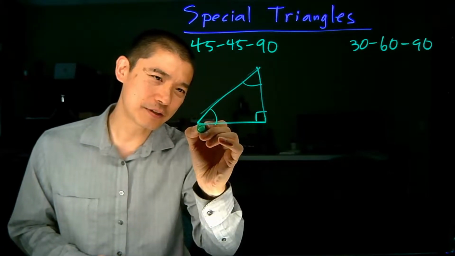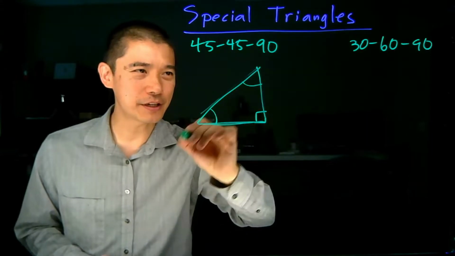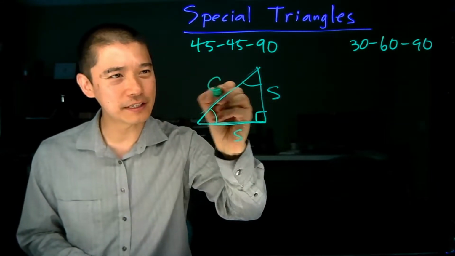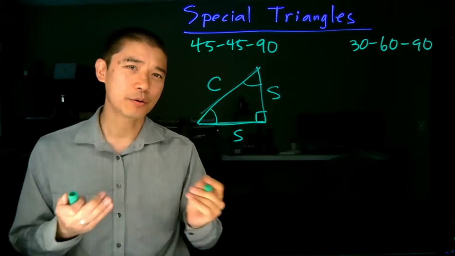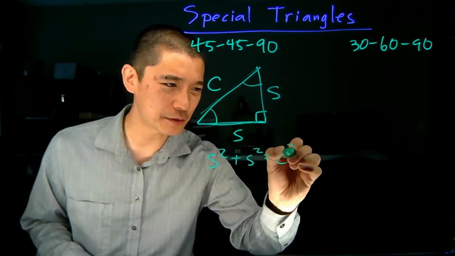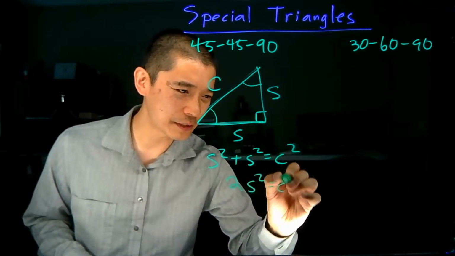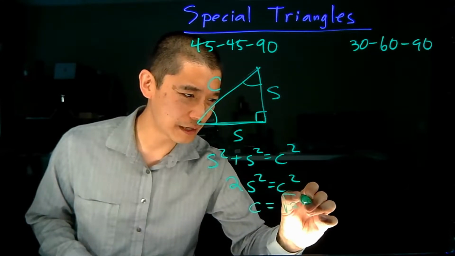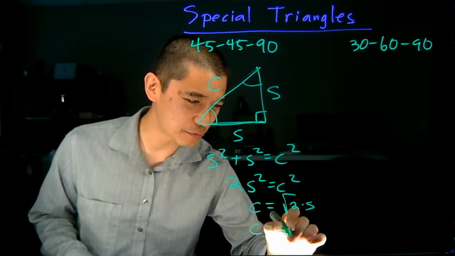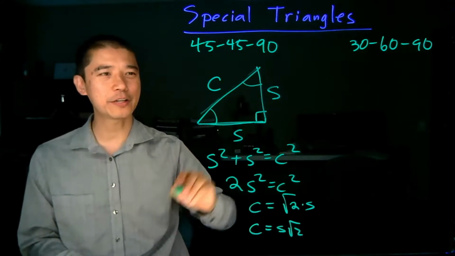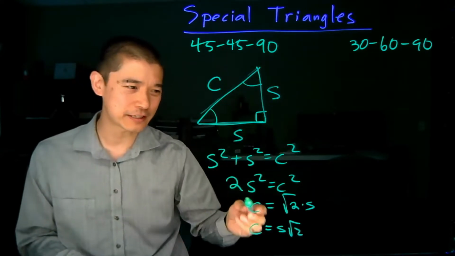Now, because this is an isosceles triangle, because of the symmetry, this is S and that is S, and we are interested in finding that length over there. Well, this is just a quick application of the Pythagorean theorem. S squared plus S squared is equal to C squared. So 2S squared is equal to C squared. C is equal to the square root of 2 times S, but we actually write this as S root 2. We took the plus case because we're talking about a geometric length, so we'll never talk about a negative geometric length like that.